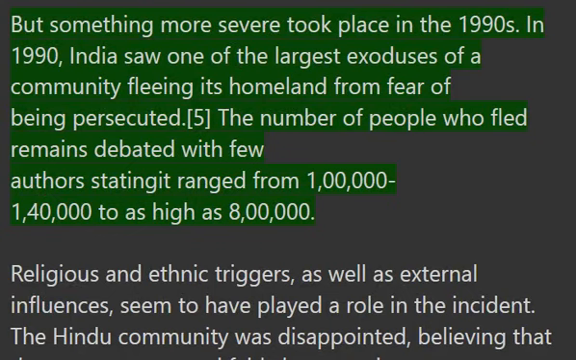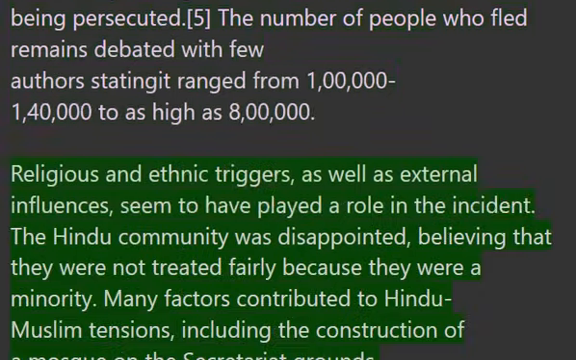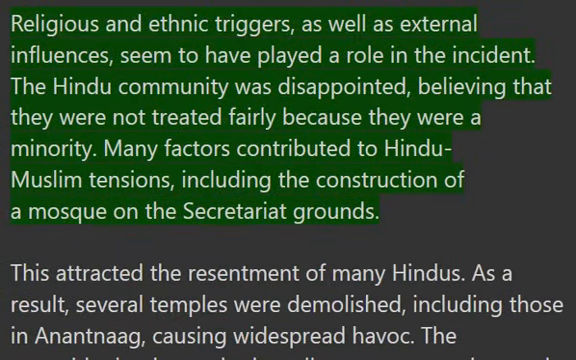In 1990, India saw one of the largest exoduses of a community fleeing its homeland from fear of being persecuted. The number of people who fled remains debated, with few authors stating it ranged from 1 lakh to 1,40,000 to as high as 8 lakhs. Religious and ethnic triggers, as well as external influences, seem to have played a role in the incident. The Hindu community was disappointed, believing that they were not treated fairly because they were a minority.